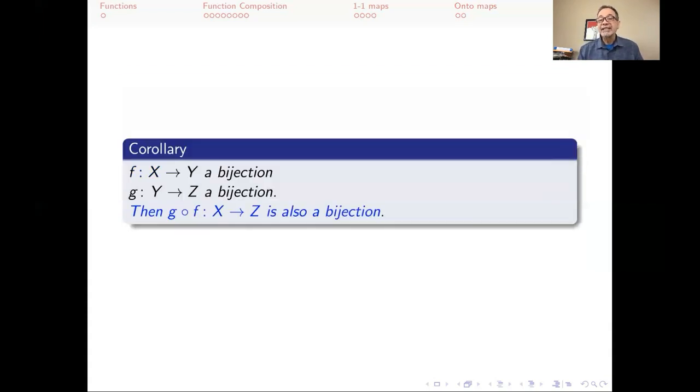I can combine the 2 theorems that I have. If you compose 2 one-to-one maps, you get a one-to-one map. If you compose 2 onto maps, you get an onto map. What I have now is that if you compose two bijections, the result is a bijection, a one-to-one onto map. If F is one-to-one onto and G is one-to-one onto, then the composition will be one-to-one and onto. Why? Well, because we just proved that if both of them are one-to-one, the composition will be one-to-one, and if both of them are onto, the composition will be onto.